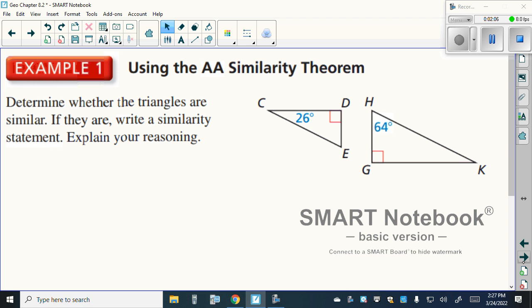So, if we're going to determine that two triangles are similar by angle-angle similarity, all we need to do is show or prove that two angles are congruent. Once we've proven that two angles are congruent, we can say the two triangles are similar.